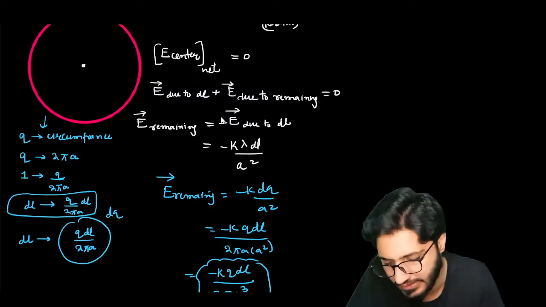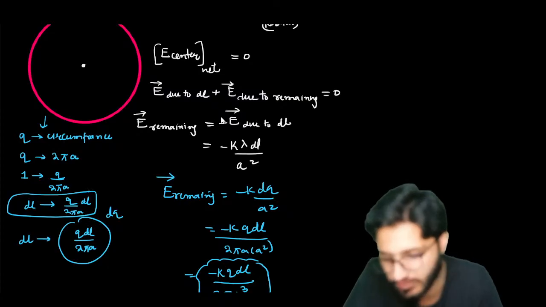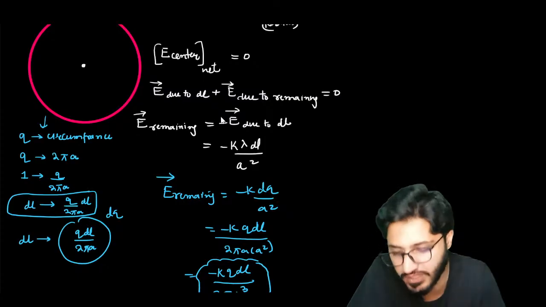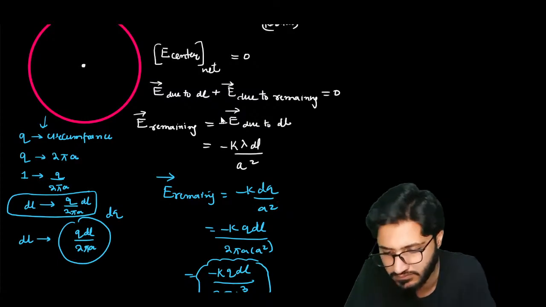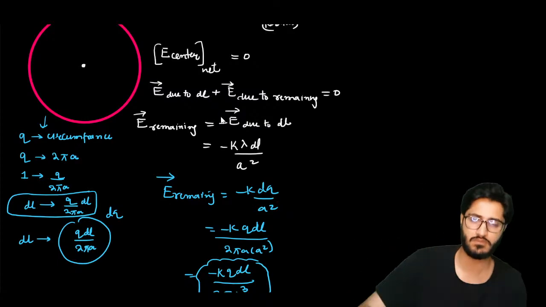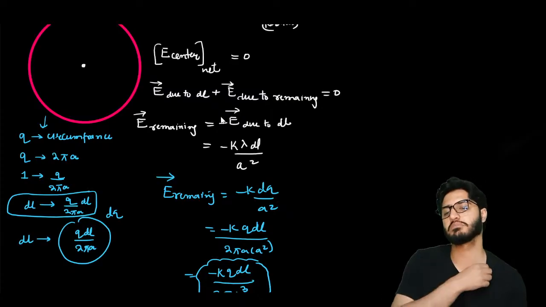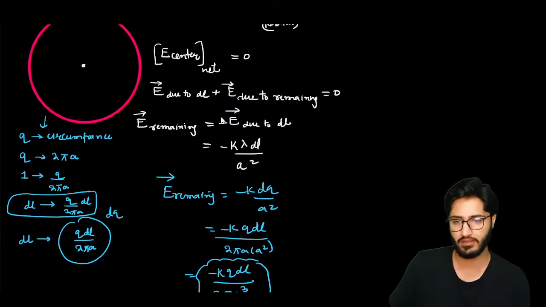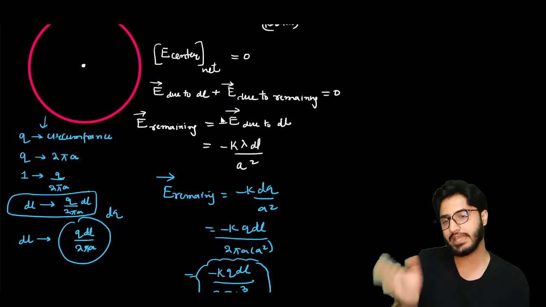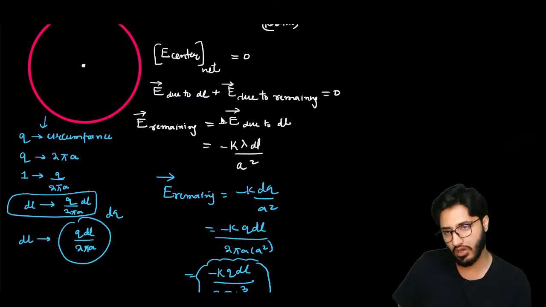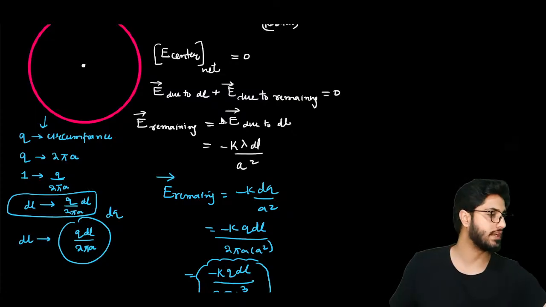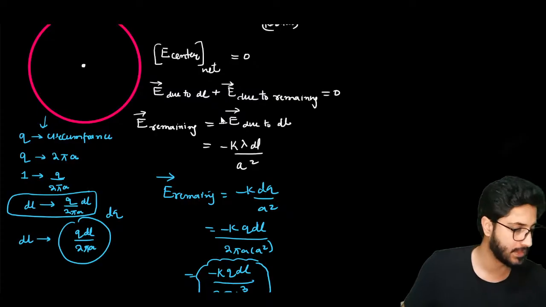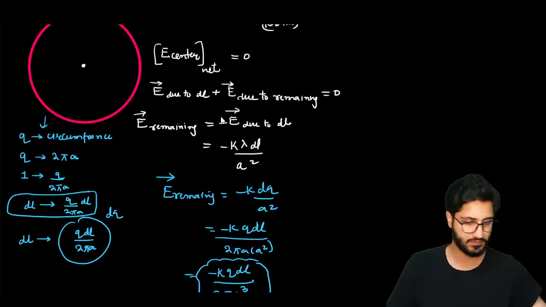These are ways to manipulate the numerical based on the situation, based on the options given to us. Clear? What is minus? Minus is nothing, it is basically a way. So my E remaining would be opposite to the direction of E due to the small element. Now we are done with this one.